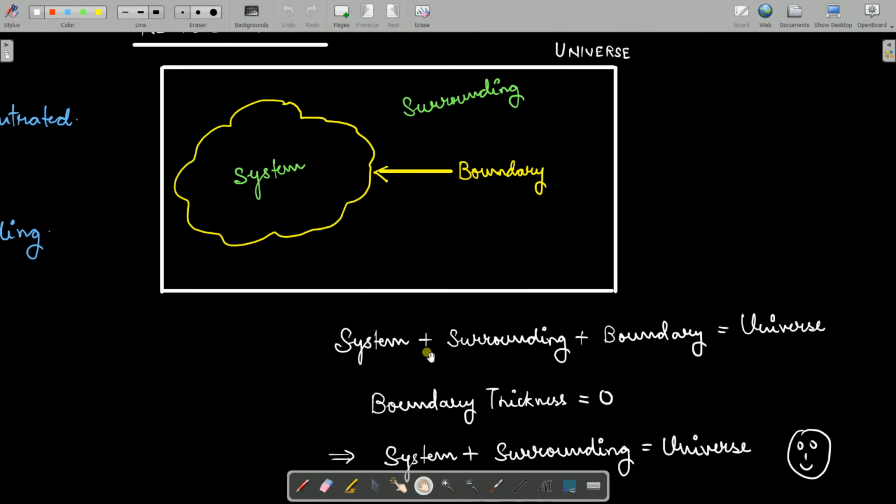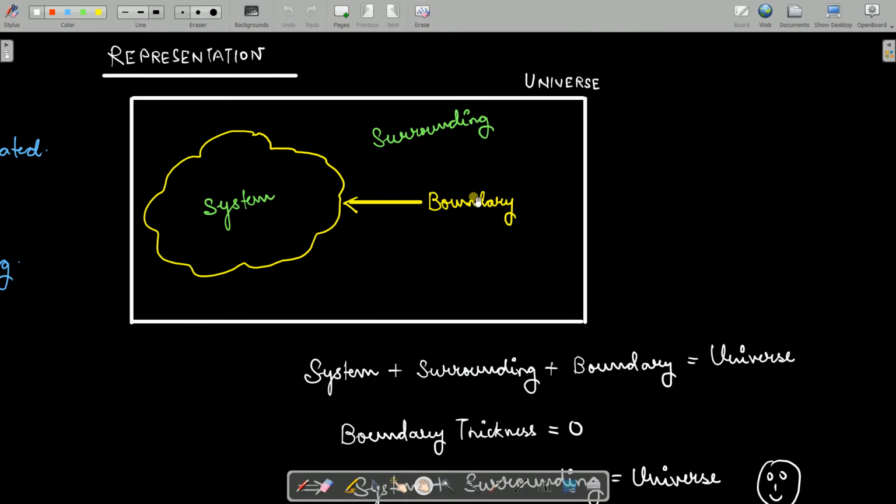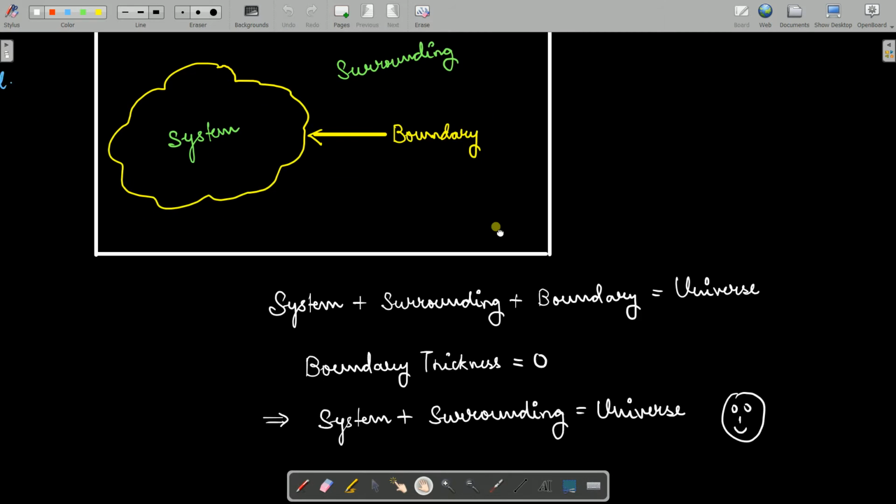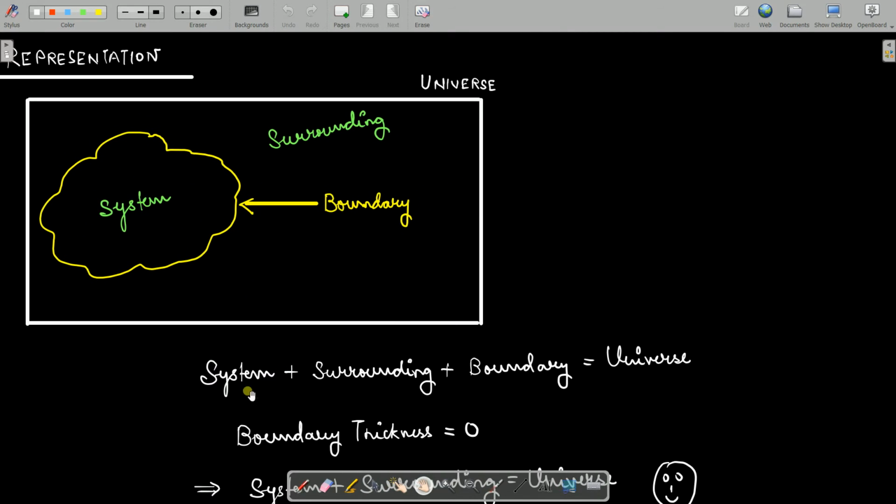So let's see a trivial representation of the system, surrounding, and boundary. In textbooks you can see these diagrams. There is a system, and this yellow colored thread-like thing is called the boundary, and everything external to this system is called the surrounding. And if you club all these, you will get the universe. Now we can write from this diagram that system plus surrounding plus boundary is equal to what?